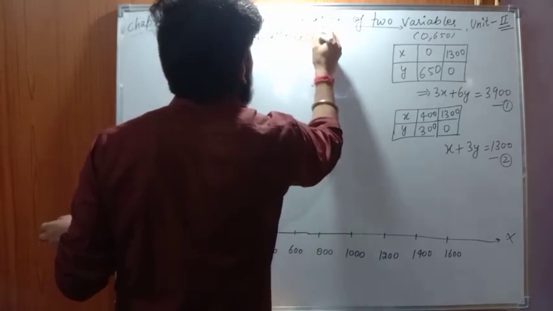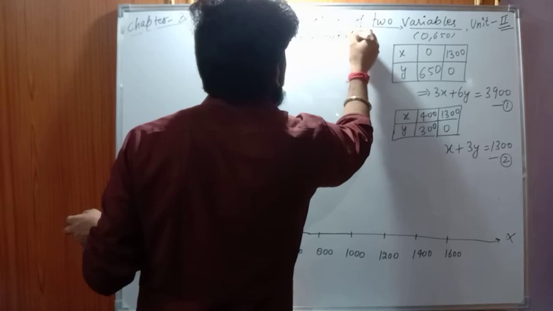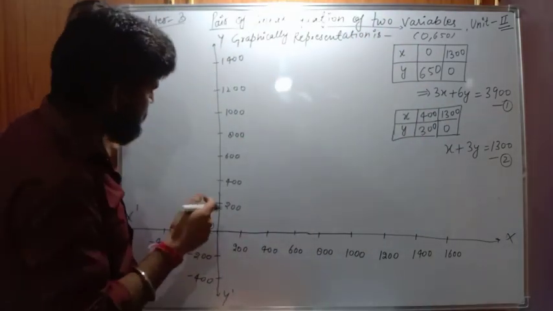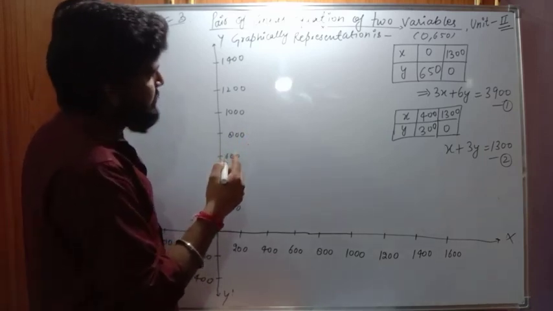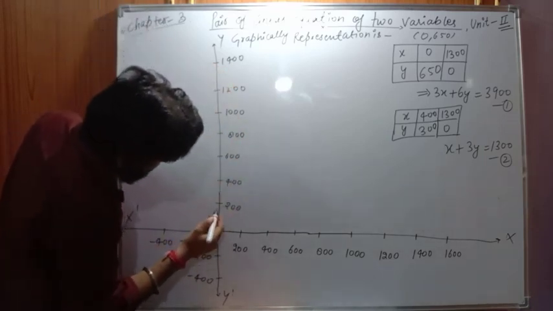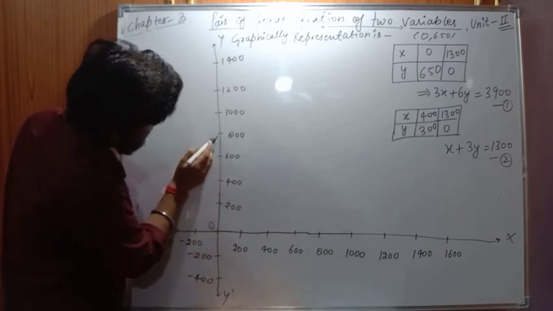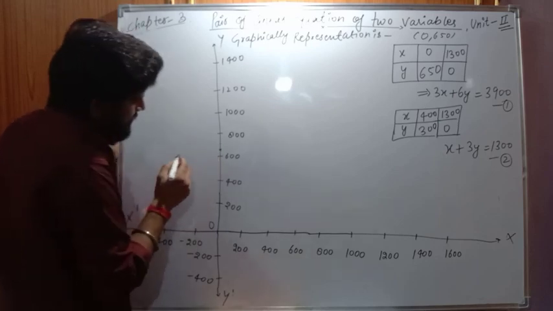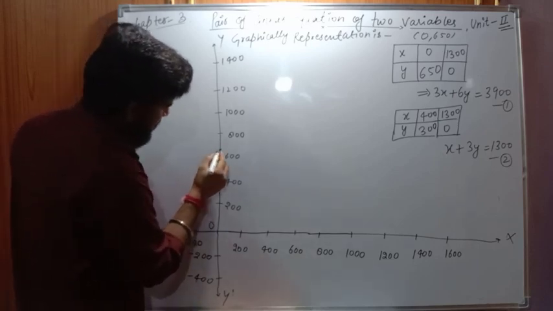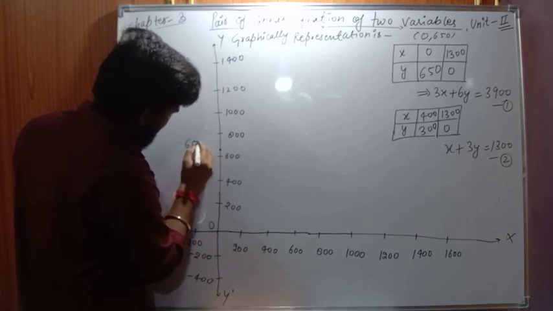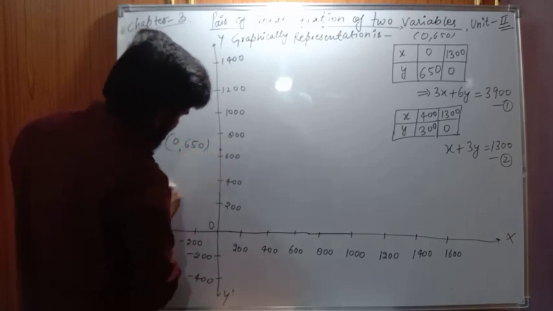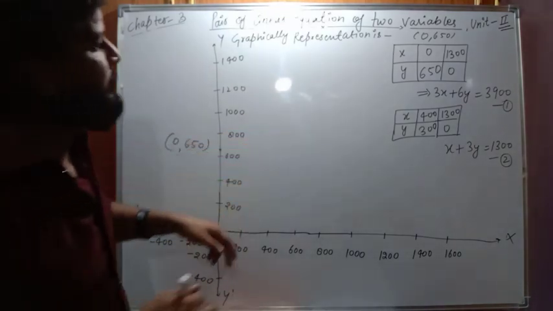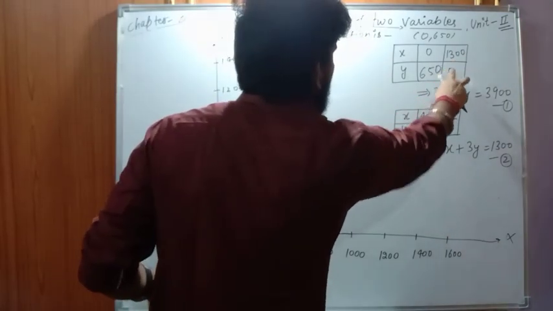Graphical representation. So x is 0 and y is 650. So here this is the y-axis. So 200, 400, 600, here 800. In between this is 700, and here this is approximately 650. So here we write 0, 650. And in the second, x is 1300 and y is 0.